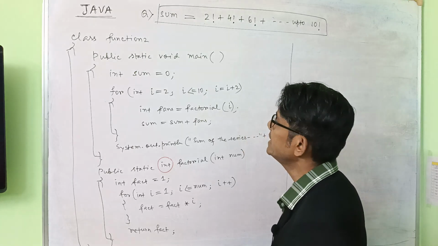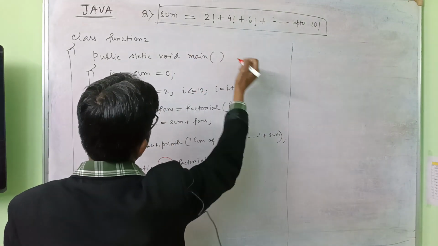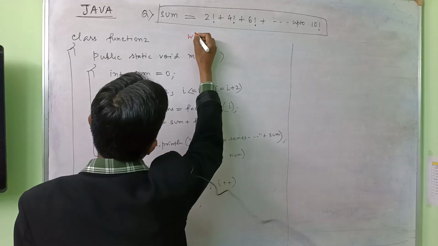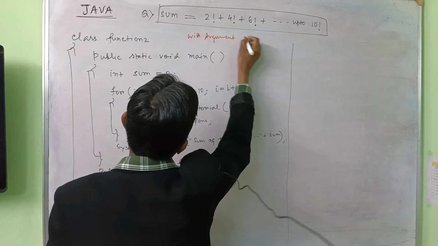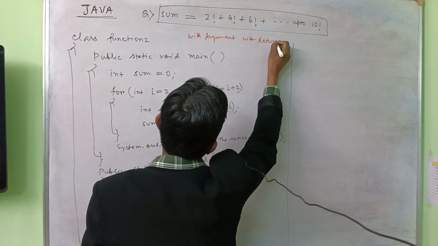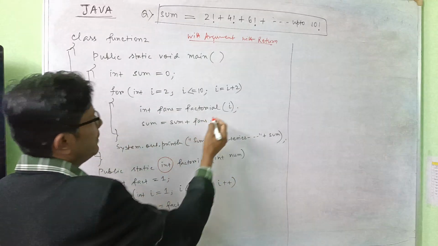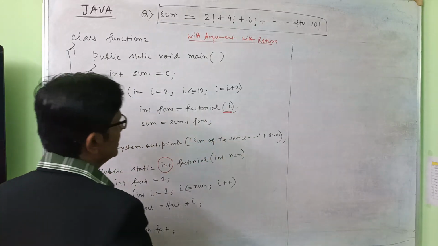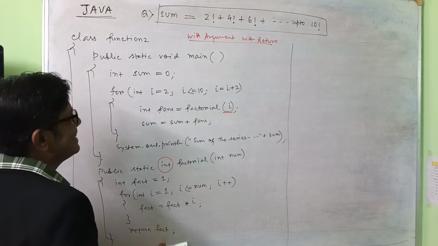Now today you see that this is function with argument, with return type. What is this? With argument, with return means a function where the value is coming from here, and this is called the argument. This argument is being copied here. So now let us see this.